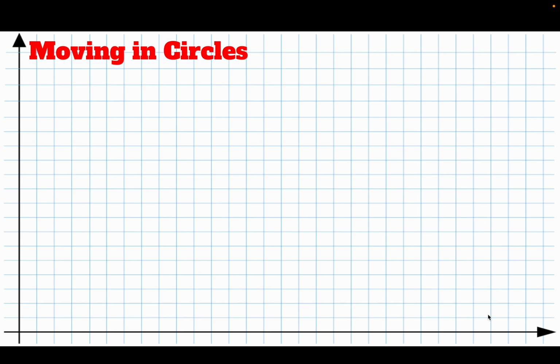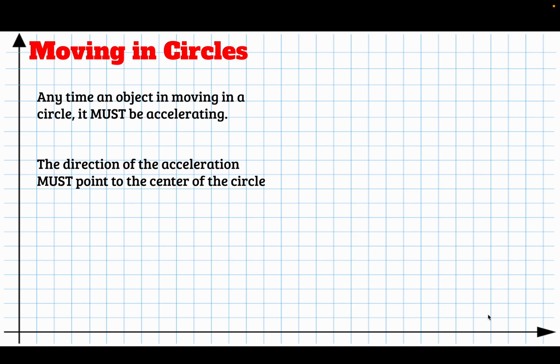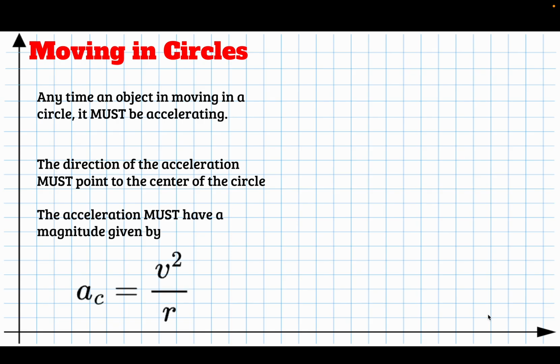All right, so if something's moving in a circle, it must be accelerating. The direction of the acceleration must point towards the center of the circle, and the acceleration must have the magnitude given by v squared over r. That's the acceleration of an object moving in a circle. So if we think about accelerations, these three things are true.